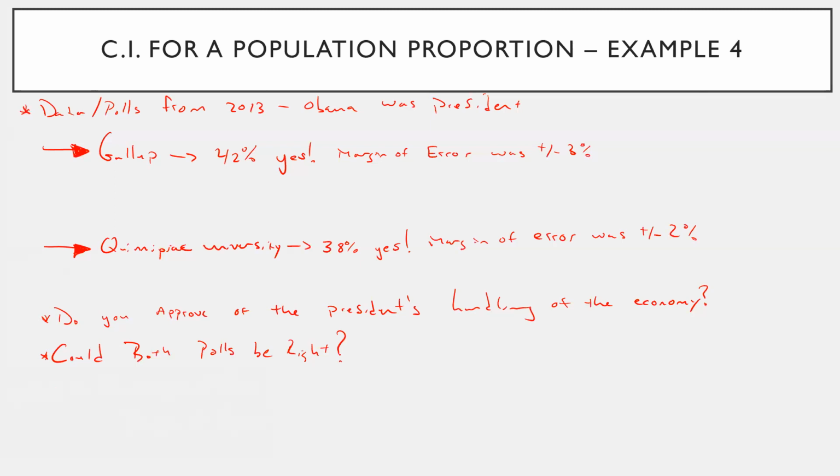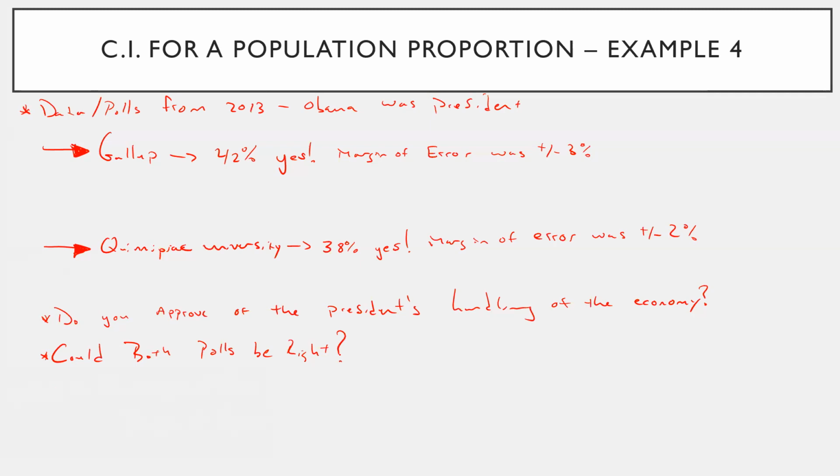So my question for you is this: can anybody tell me if they think both polls could be right, or is only one poll going to be right? Both can be. Okay, can both be right? How could both be right? I don't know. I mean, you get two different numbers, and different people have different opinions, and they're probably asked different people.